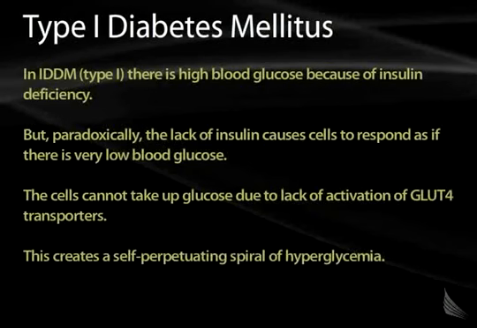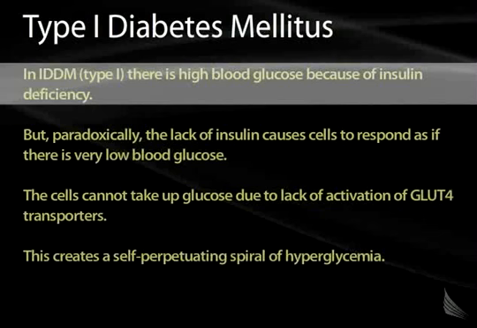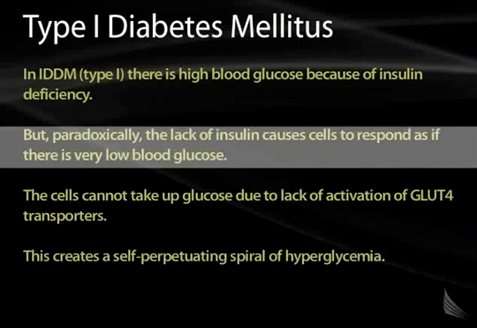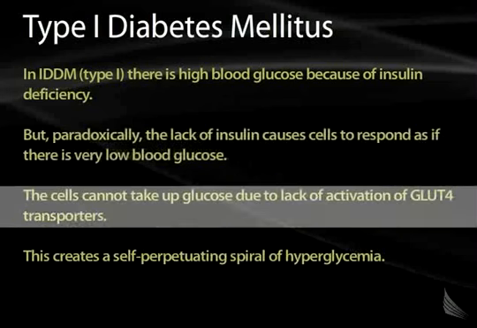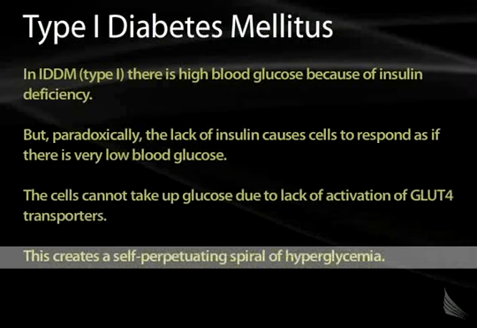Now, what about diabetes mellitus? In type 1 diabetes mellitus, there's high blood glucose because there's an insulin deficiency. But the lack of insulin causes cells to respond as if the blood glucose were actually very low. Now, the cells can't take up glucose due to the lack of activation of GLUT4 transporters. So we can't increase the blood glucose uptake in the peripheral tissues. So this creates a self-perpetuating spiral of hyperglycemia. Despite the fact that the blood glucose is high, the tissues respond as if there's no blood glucose.